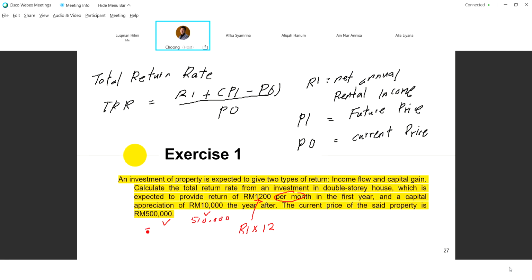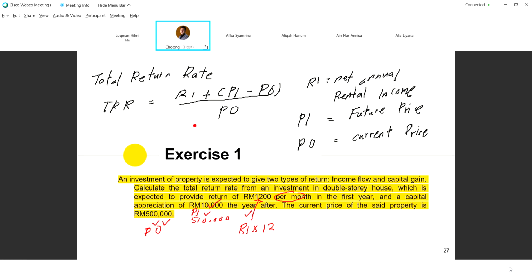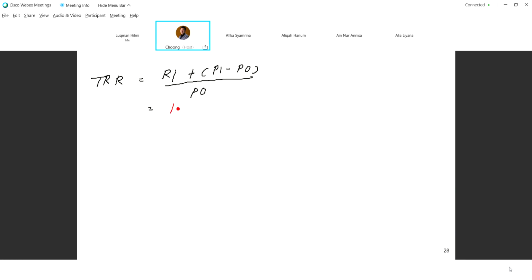So this means that your future price will be 510,000. This is your P1. Your P0 is your current price, 500,000. This is your P1 and this is your R1. So we have all the information. We have our P1s, our P0s, and also our R1. So what is your R1 again? Our R1 is around 12 times 1,200. Your P1 minus your P0 actually is 10,000 only, but just write the full formula for you.